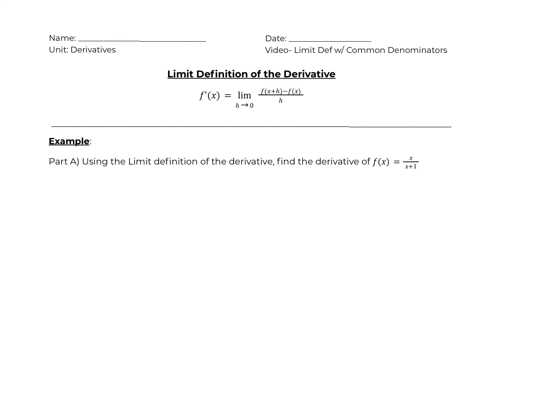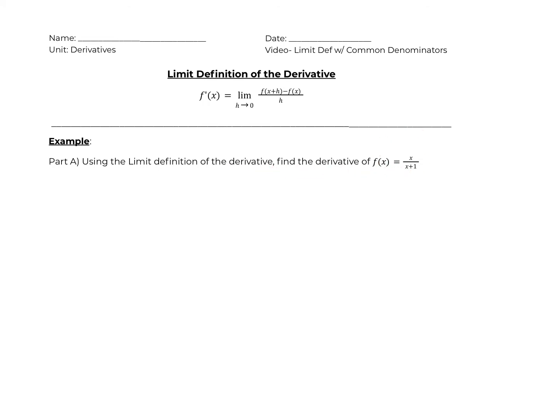Hi everyone. In today's lesson, we're going to talk about the limit definition of the derivative, but this time we're going to use common denominators. So we've seen this limit definition of the derivative for a couple days now. For this example, we're going to use this same definition, but now to find the derivative of this fraction.